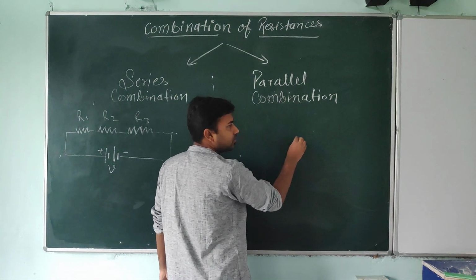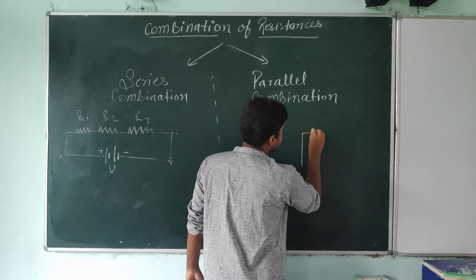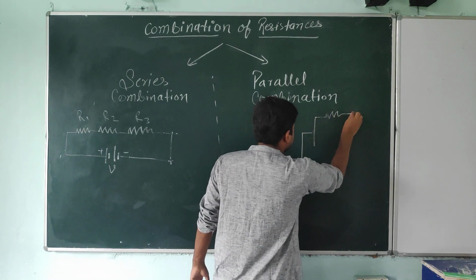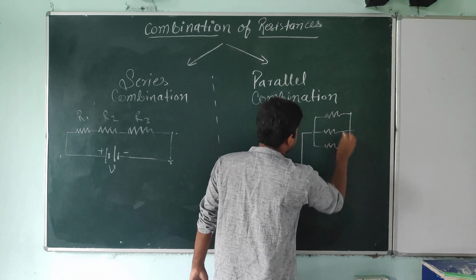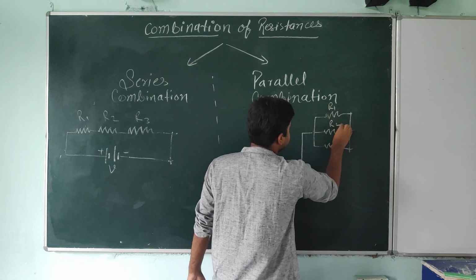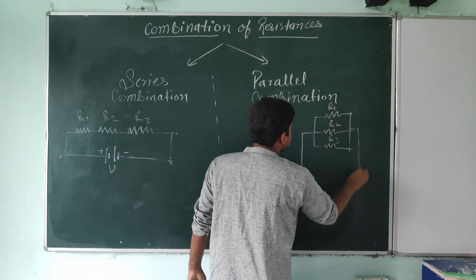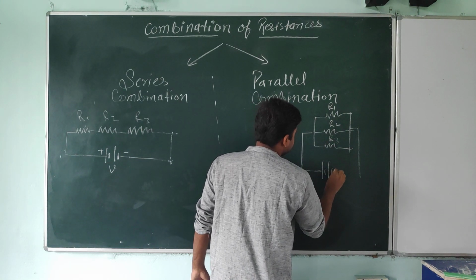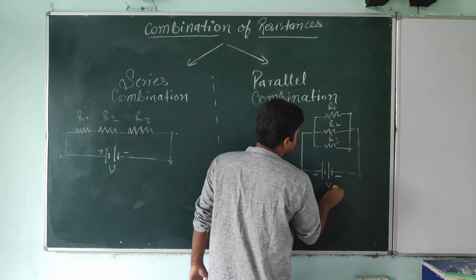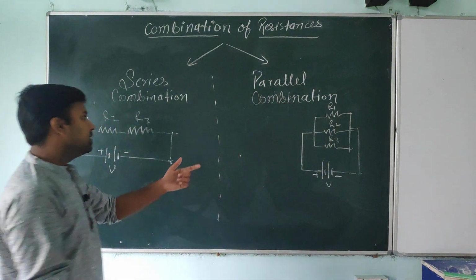Similarly here the parallel combination, student, like resistances are connected like this. If resistances are connected like this, all these resistances R1, R2, R3, all these resistors are actually connected parallel to each other, and I applied the same potential difference V there.